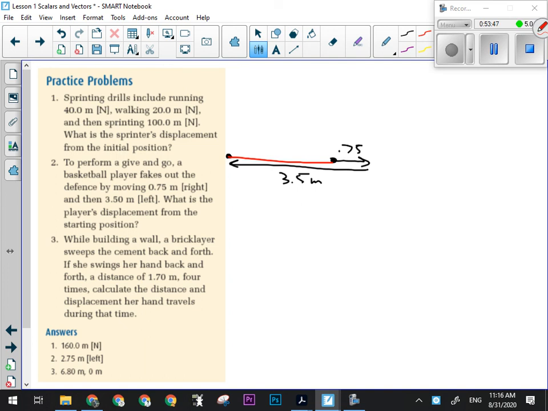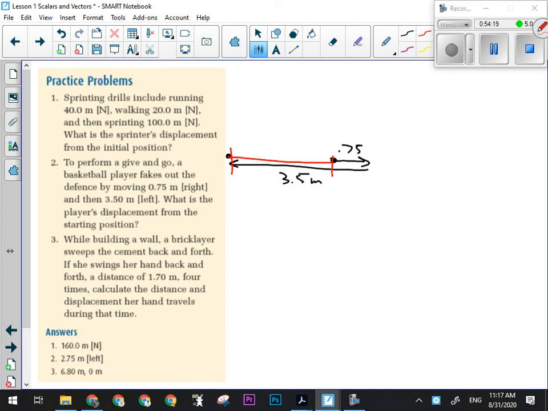Okay with that idea? How do I calculate that? Subtract them. Or add them, make one of them negative. Either way will work. If I went 0.75 meters to the right, then I'm going to subtract that from the 3.5, and I'm going to get 2.75 meters to the left. If that question asks what's my total distance traveled, what would it be? 4.25 meters, right? With no direction, because distance is scalar.